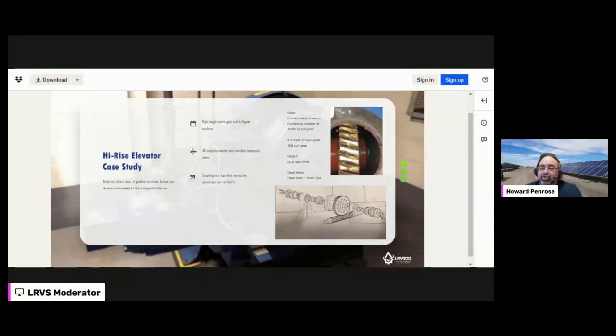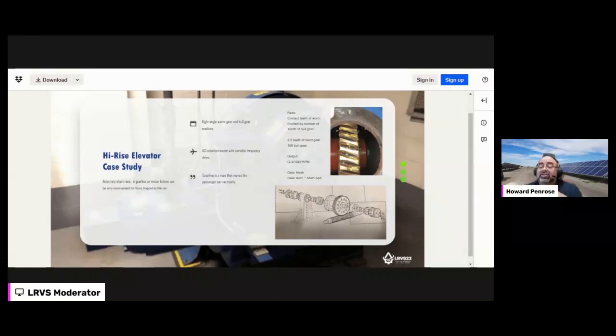The worm gear is the driven one from the motor, and the bull gear is actually what turns the sheave, which moves the cables, which raise and lower the elevator. As you can see in that top right picture, I know it's a little challenging, but you see what looks like little bubbles there. And what that is, actually, is brass.